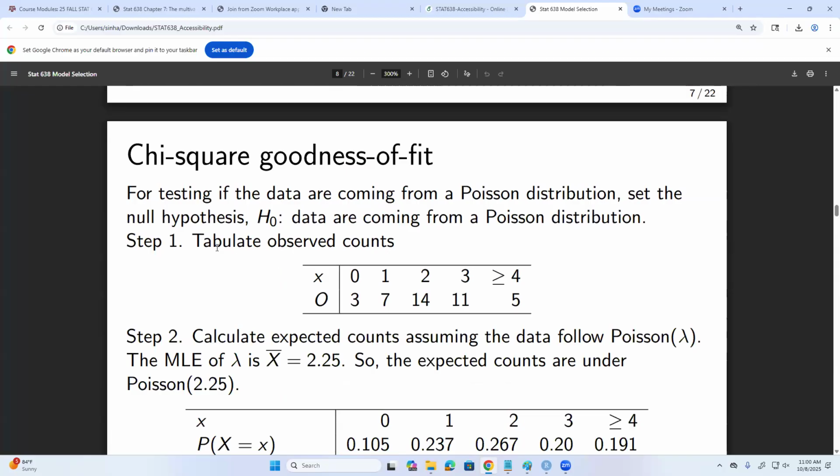Okay, next thing is, what if I test if the data are coming from a Poisson distribution? So the null hypothesis here is data are coming from a Poisson distribution. You see here, I say a Poisson distribution without specifying the lambda. In your homework, you don't need to do that, but I'm just giving you the recipe for handling other cases.